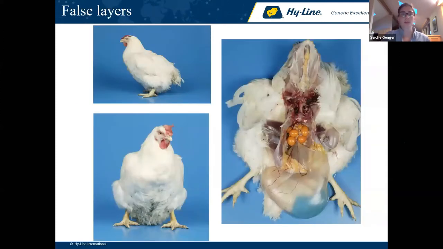So this is some more pictures of what these birds may look like when you see them on your laying farms. You can see a bird, she looks like she's in lay here, but she maybe looks like she's a little bit fat and close to the ground. You can definitely see it more here. And when you cut her open, you know, 9 times out of 10, you're going to see this huge cystic oviduct. So she's not going to be laying any eggs for you, but she's going to look like she is, again, because of this ovary that's ready to go.